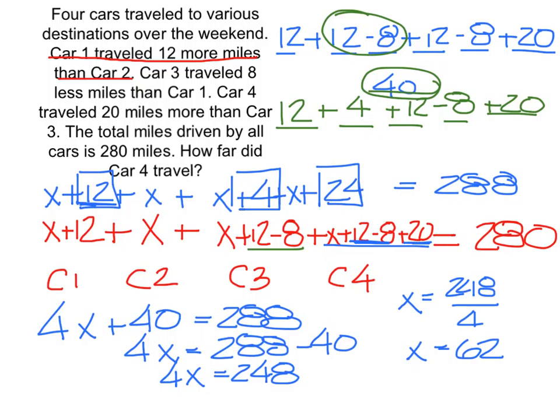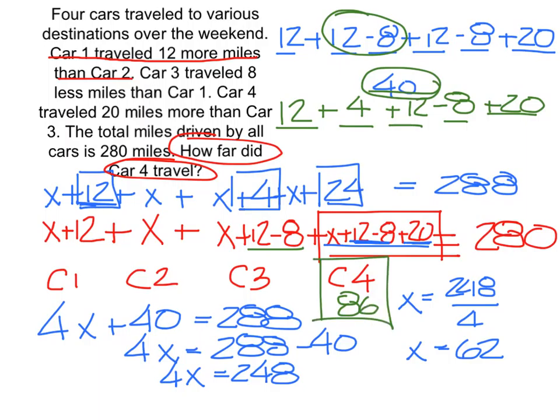What are we looking for? We are looking for car 4. How far did car 4 travel? This is the expression that represents car 4. So if you put in 62 here and do 62 plus 12, what is 62 plus 12? 74 minus 8. 66 plus 20. 86. So car 4 will have traveled 86 miles.